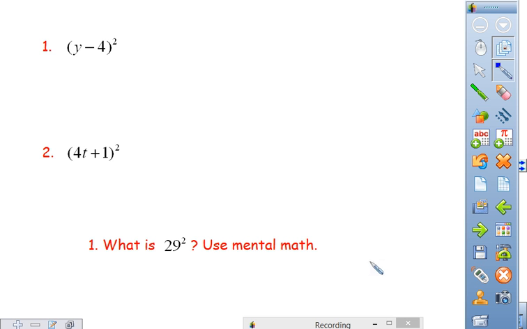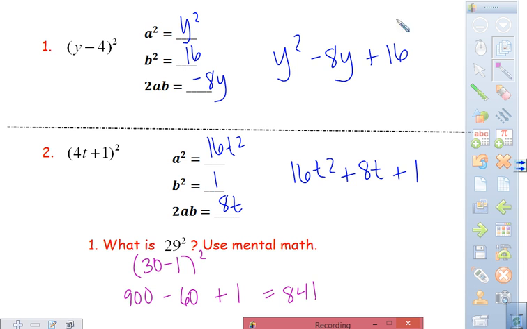Try these two. Pause the video while you work. Here are the answers to number 1 and 2. Y squared, 16. Multiply them together and double for the negative 8y. Number 2, square this for 16t squared. Square the 1 for 1. Multiply them together and then double for 8t.